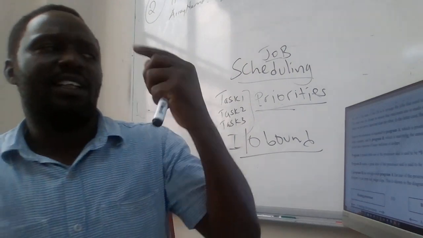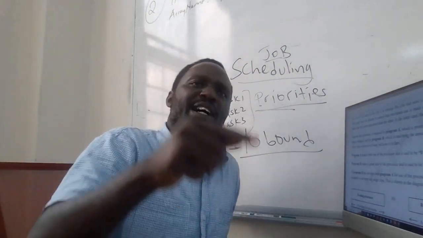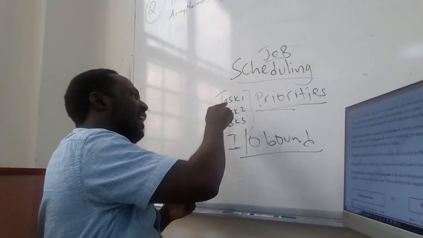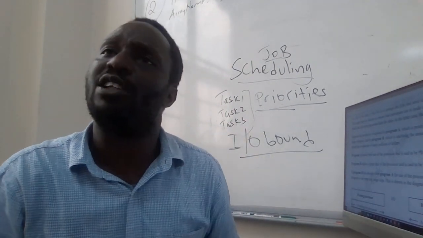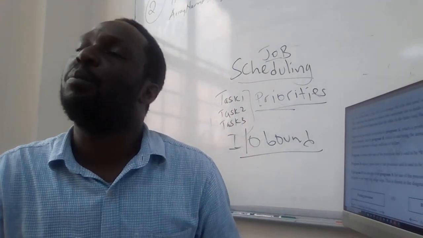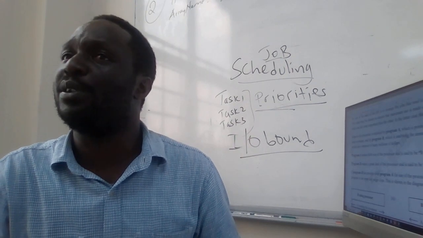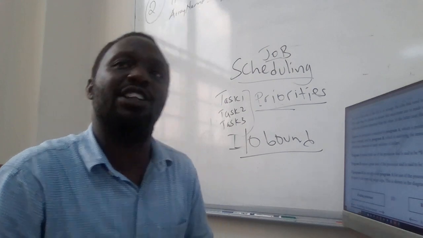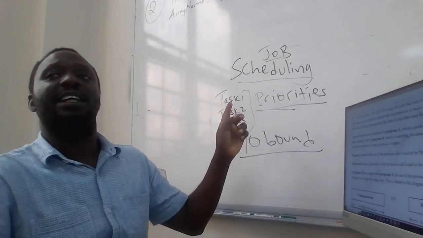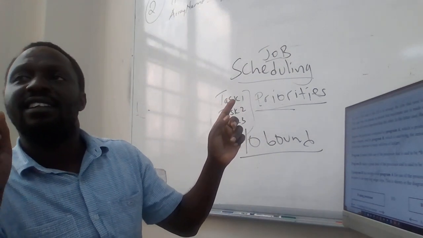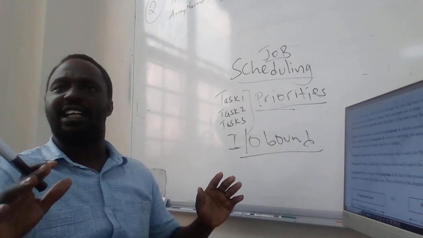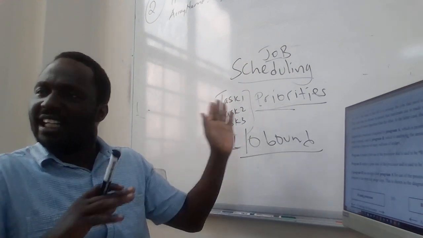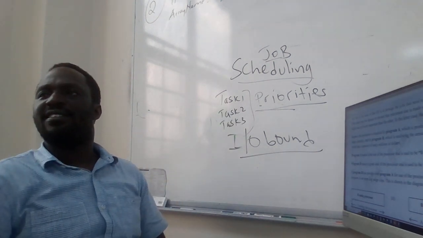The question is, if task 1 is an I/O bound job and task 2 is a processor bound job, which one will be chosen first to use the processor? The I/O bound job will be chosen first. But why? Because the operating system will say, task 1 you're I/O bound, use the processor first. Task 2 you can wait.